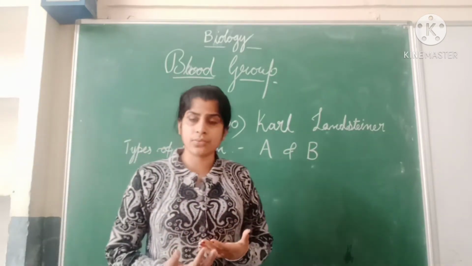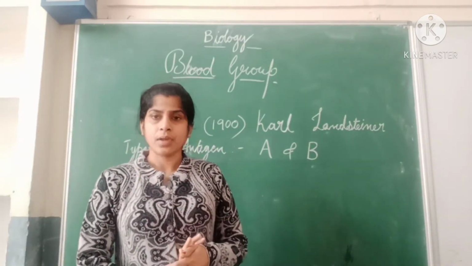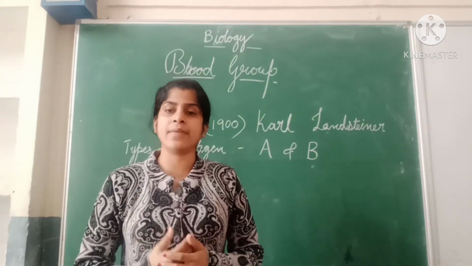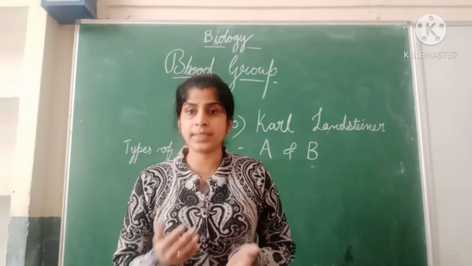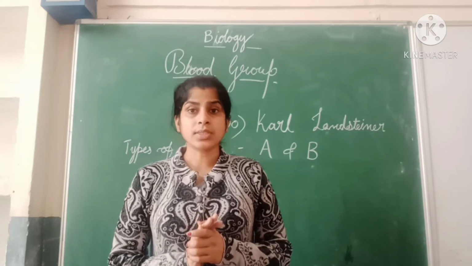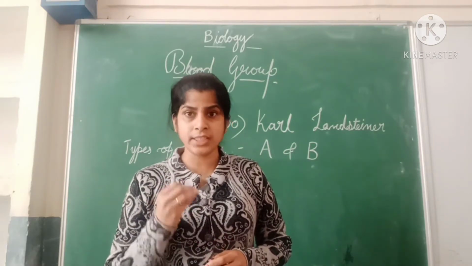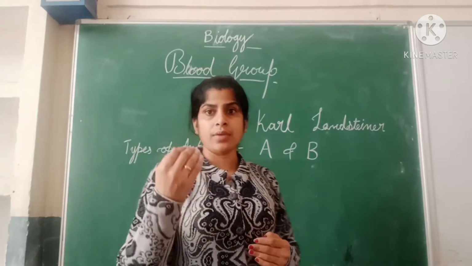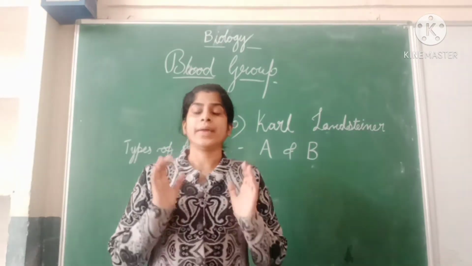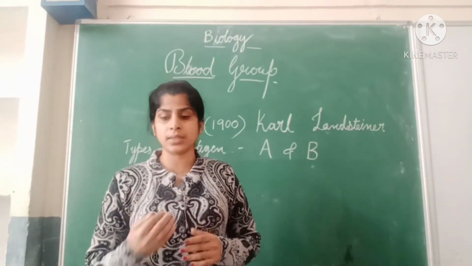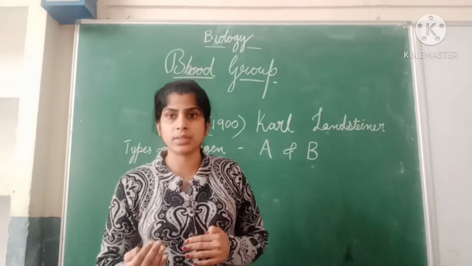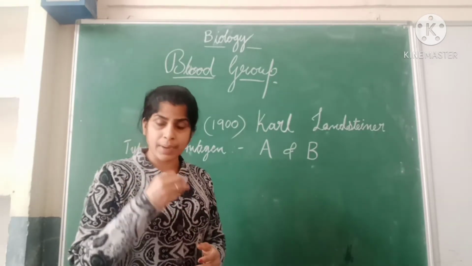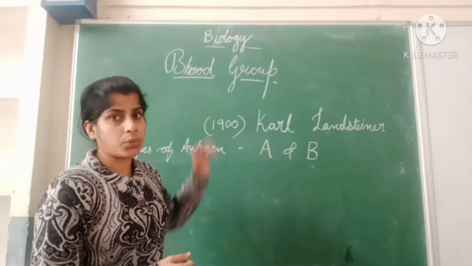How did he find the blood group? Because of antigens. On the basis of whether an antigen is present or not, we can find the blood group. A person's blood group is determined by the type of antigen present on the surface of the red blood cells.